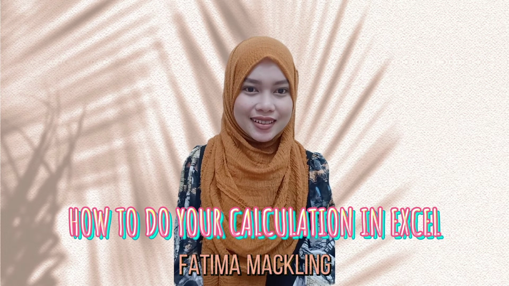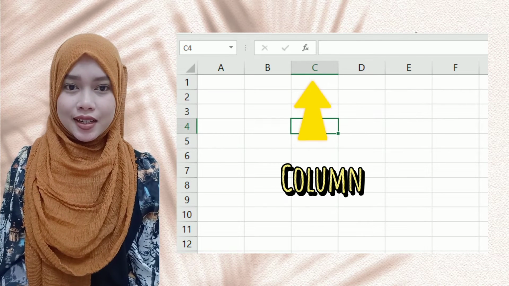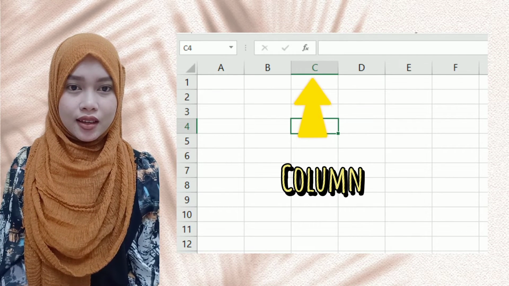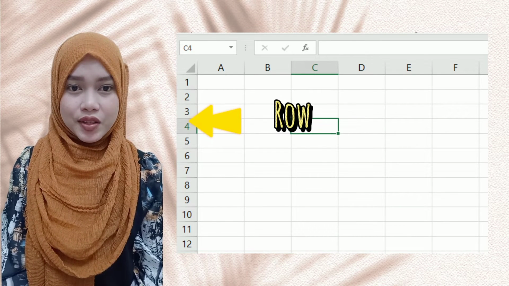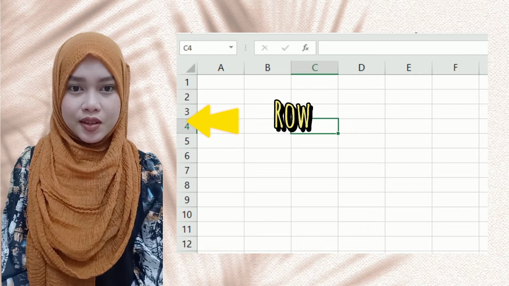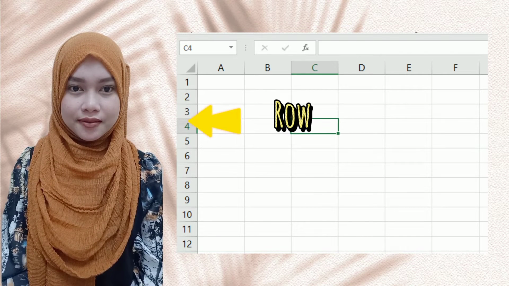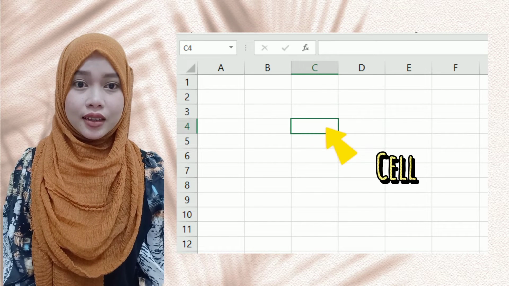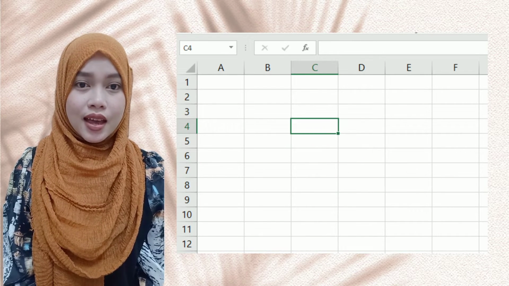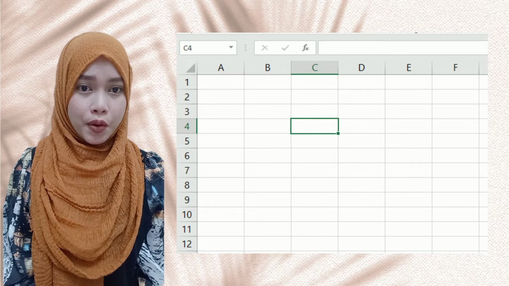Today I will be teaching you how to do calculations in Excel. But before we start, let me begin by defining these basic terms: column, row, and cell. A column is a vertical series of cells in a spreadsheet, represented by letters. A row runs horizontally across the worksheet, and it is represented by numbers. Every worksheet is made up of thousands of rectangles called cells. A cell is the intersection of a row and a column.